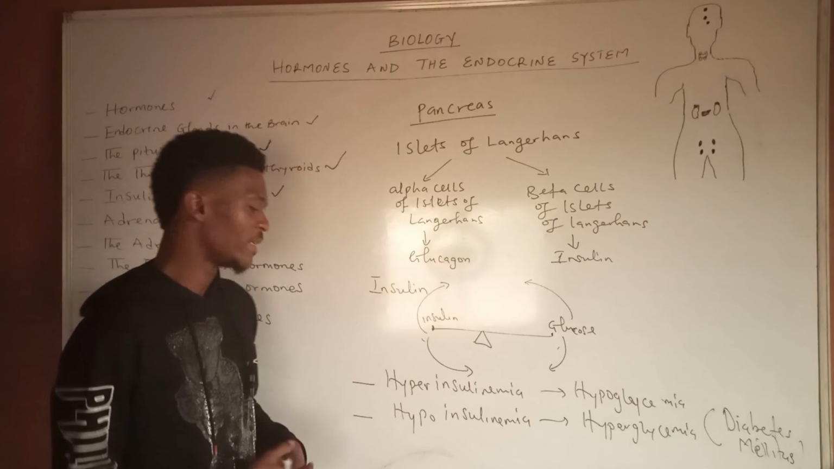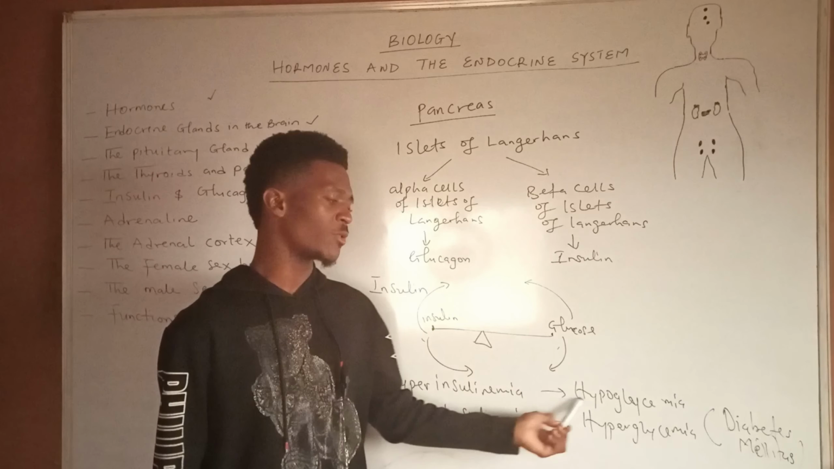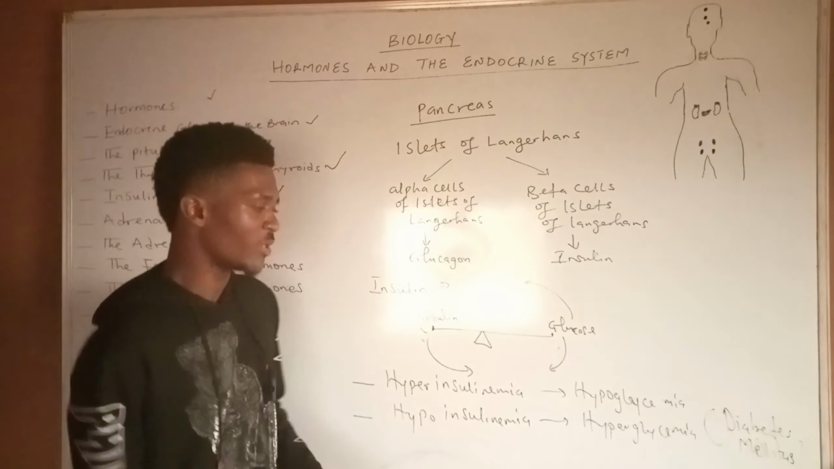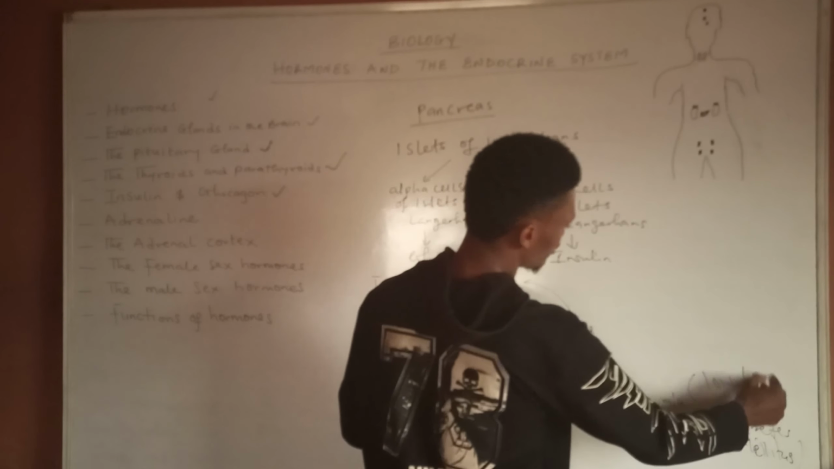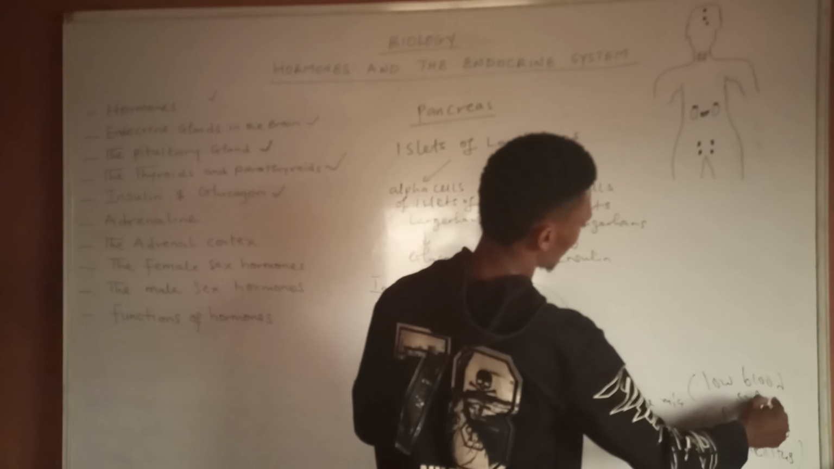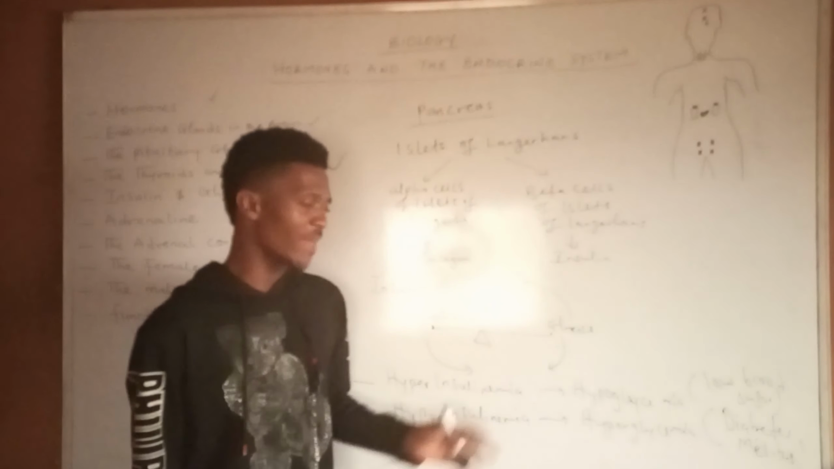Then in the case of the hyperinsulinemia that leads to hypoglycemia, which is also considered to be low blood sugar level, this can as well lead to death if not properly checked too. Okay, so that's that about that.